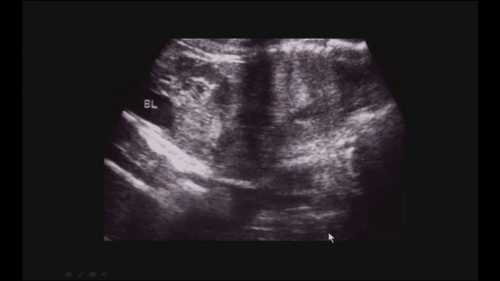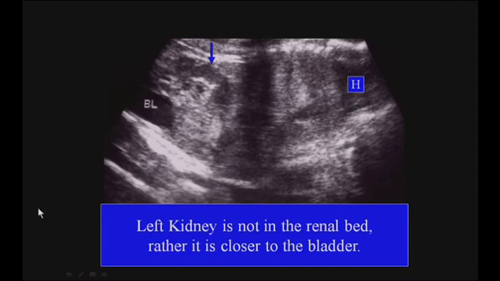This is an example of a fetus in which the chest is seen at this site, the bladder is seen at this site. I mark off where the heart is, and the left kidney seen over here is not in the renal bed, but rather is closer to the bladder. So this would be renal ectopia rather than renal agenesis.